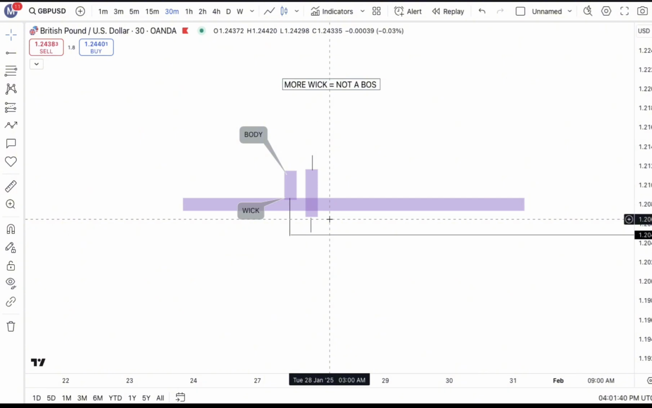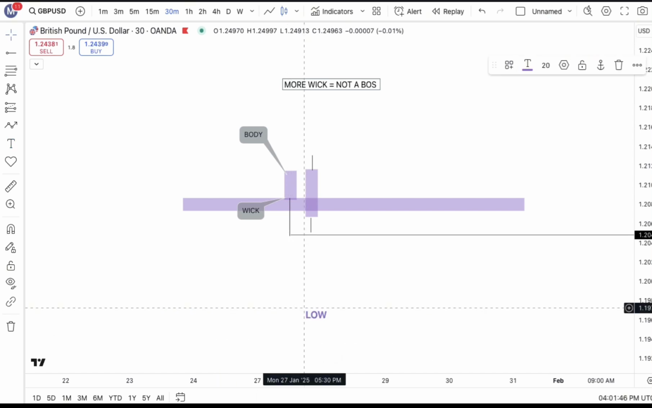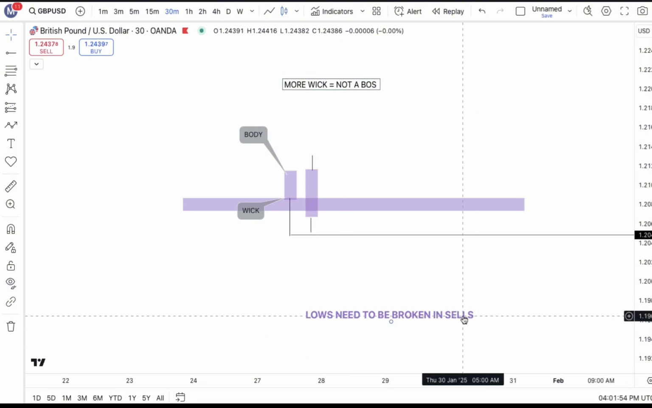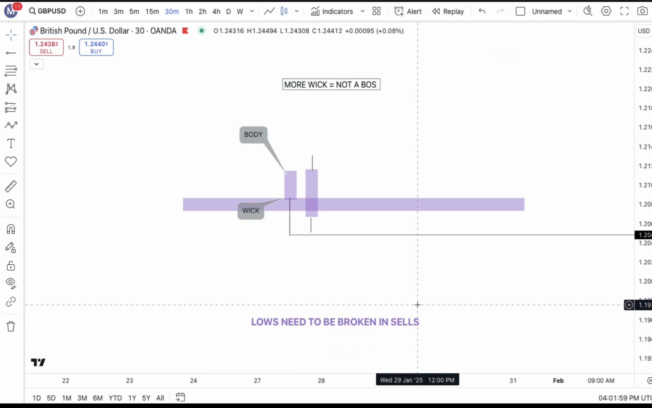I want to write that down because it is important. It is so important, okay? So lows need to be broken in sells, okay? They need to be broken. If you want to enter in for a sell, it has to be broken.